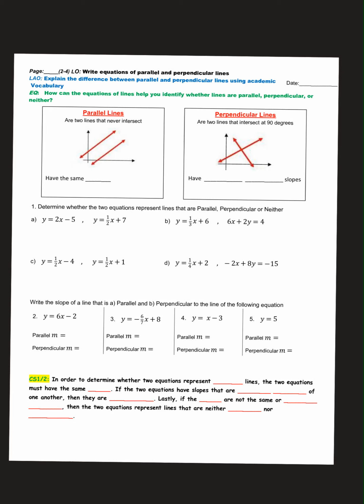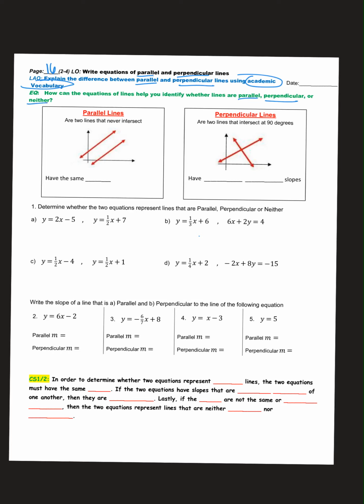This is the last page of notes for topic 2. This page of notes is going to go on page 16 of your notebook, and we are going to write equations of parallel and perpendicular lines today. Our language acquisition objective is to explain the difference between parallel and perpendicular lines using academic vocabulary. And our essential question: how can equations of lines help you identify whether lines are parallel or perpendicular or neither?